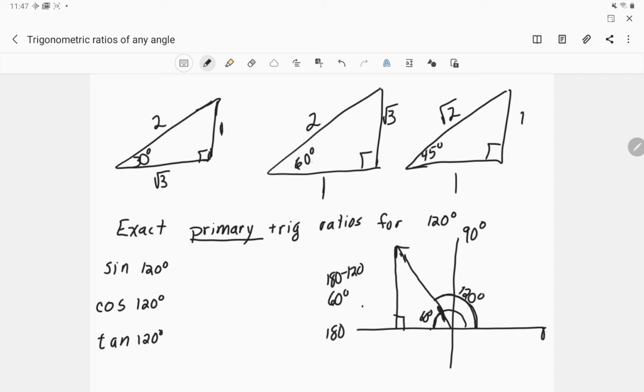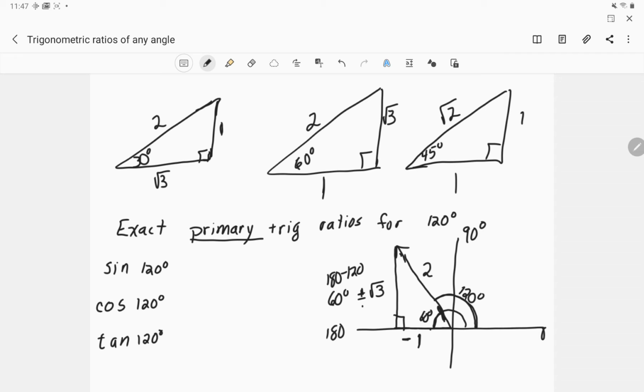So with a 60-degree triangle, I know that the adjacent side is 1. I know that the hypotenuse side is 2. I know that the opposite side is root 3. Now, all I need to worry about is what is positive and what is negative. The resultant, the hypotenuse, is always positive. But if I start at my origin, I am going back 1 in this quadrant, so it's a negative 1. I am going up root 3, so it's a positive root 3.